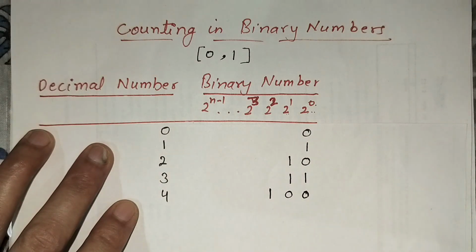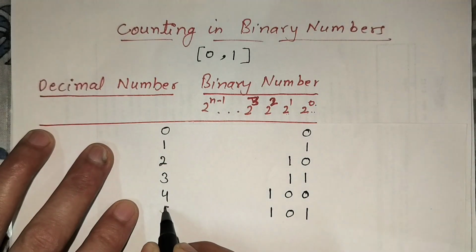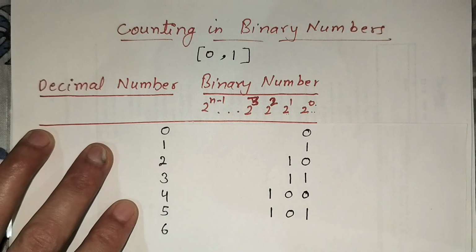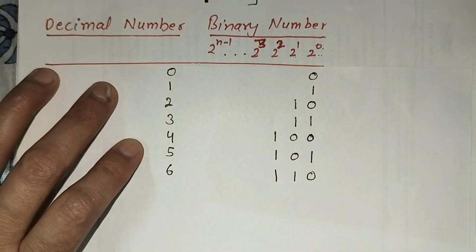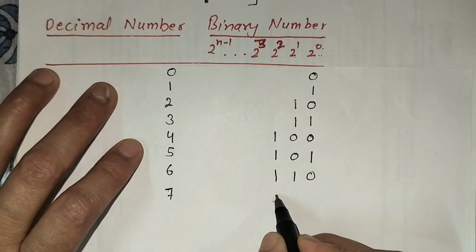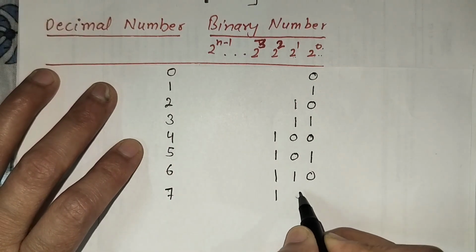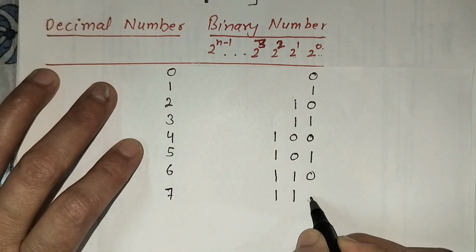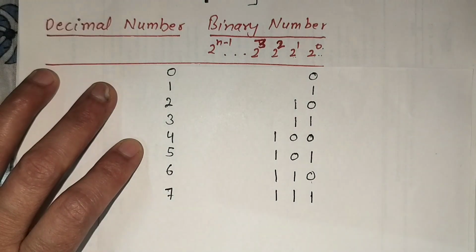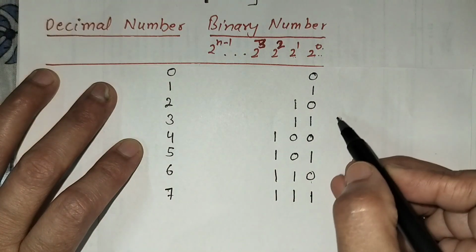Now to write the next higher number, we will use 1 here and alternate this bit, and this will remain the same. This will be equal to 5. Now to write 6, 1 will be here and this will alternate, this will be 0. Now this will alternate and become 1. Now to write the number 7, this will remain the same and this will also remain the same. This will change, so it will be 1.